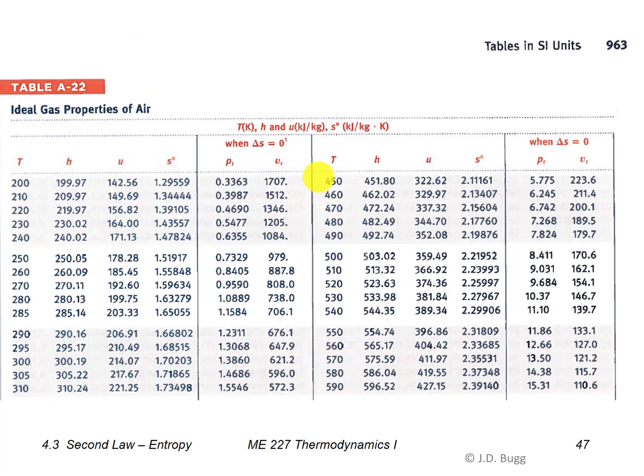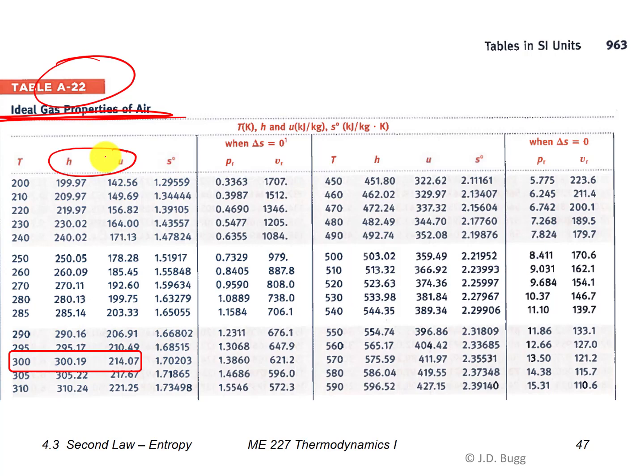So here's a look at table A22 right out of your textbook. Notice here it says ideal gas properties of air. So the two temperatures we're interested in are 300 Kelvin, that's where we start. So here's our value of U and our value of H. You need to be careful using this table because the order that U and H are given in here is different than it is in the property tables for water or refrigerants. So the first column is H, second one is U.